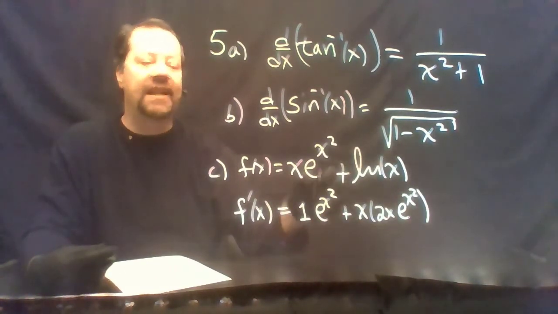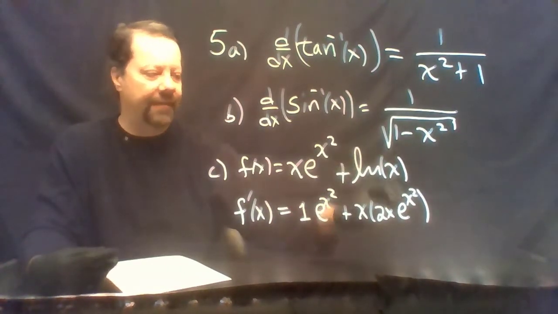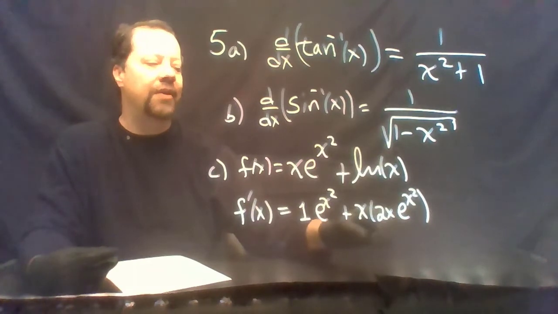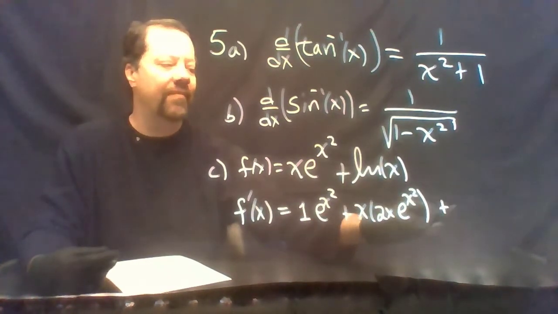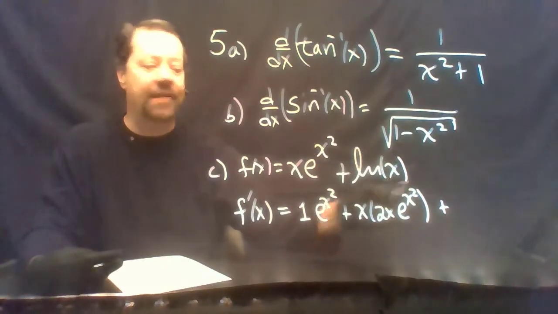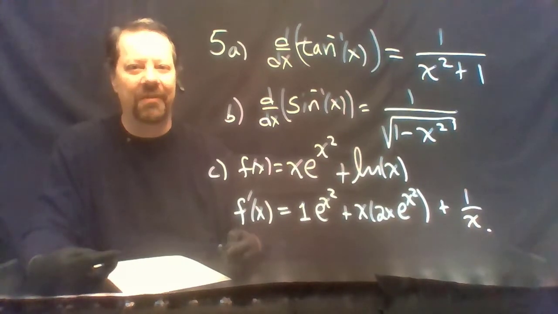The derivative of e to the x squared requires the chain rule. The derivative of e to the stuff is e to the stuff, but then you have to multiply by the derivative of that inside stuff, 2x. The derivative of natural log of x is simply 1 over x. No simplification required.